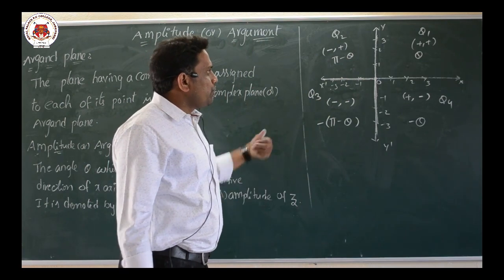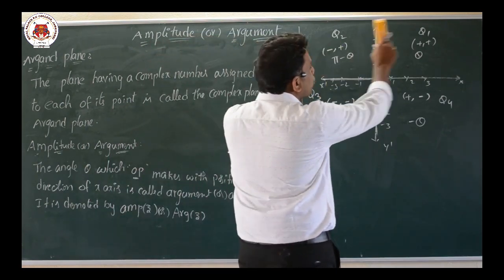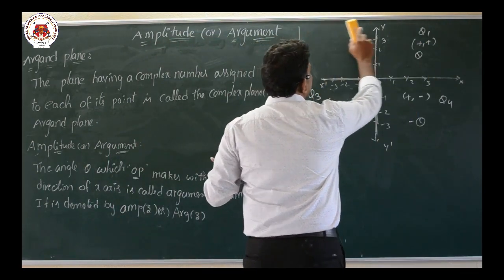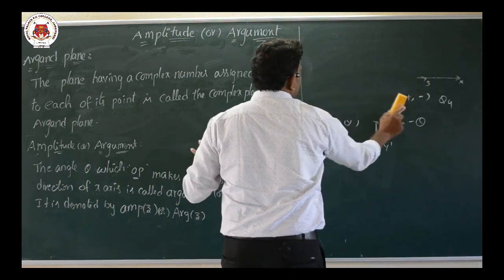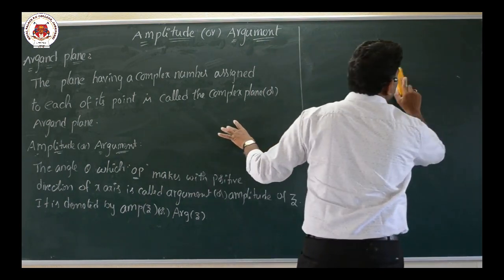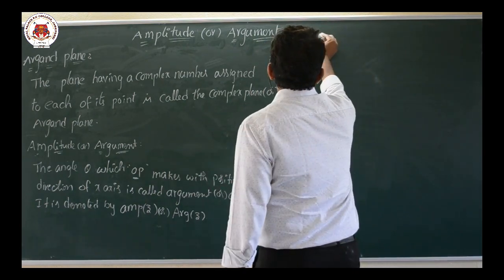Now, for your understanding, I am going to draw this in the form of a table, my dear children. So what is the table? First of all, the table, suppose we assume quadrant.